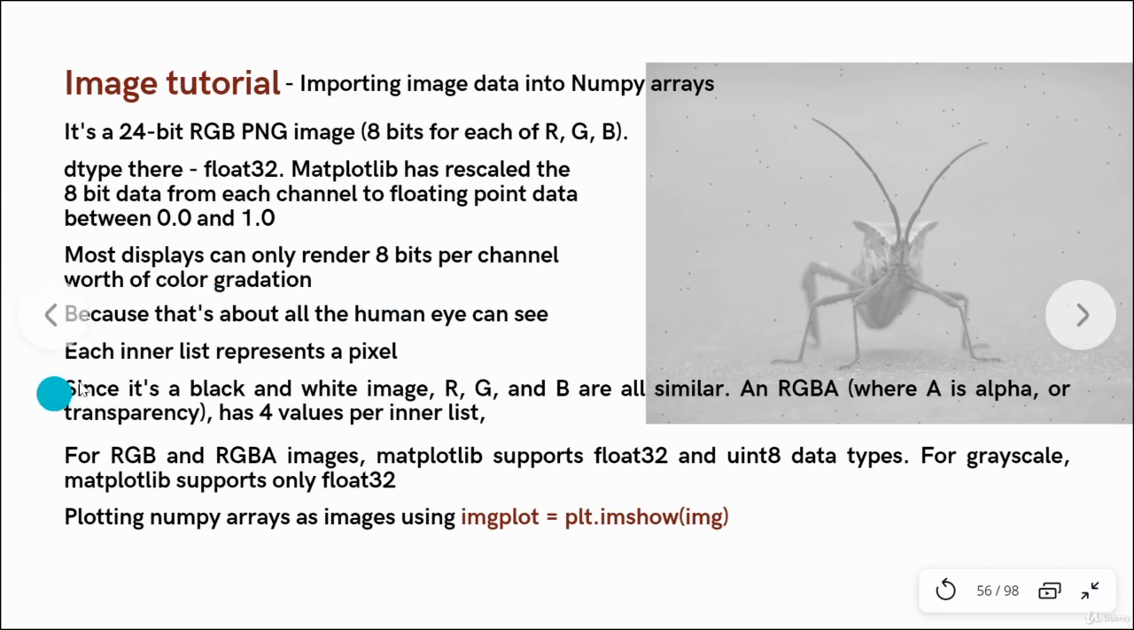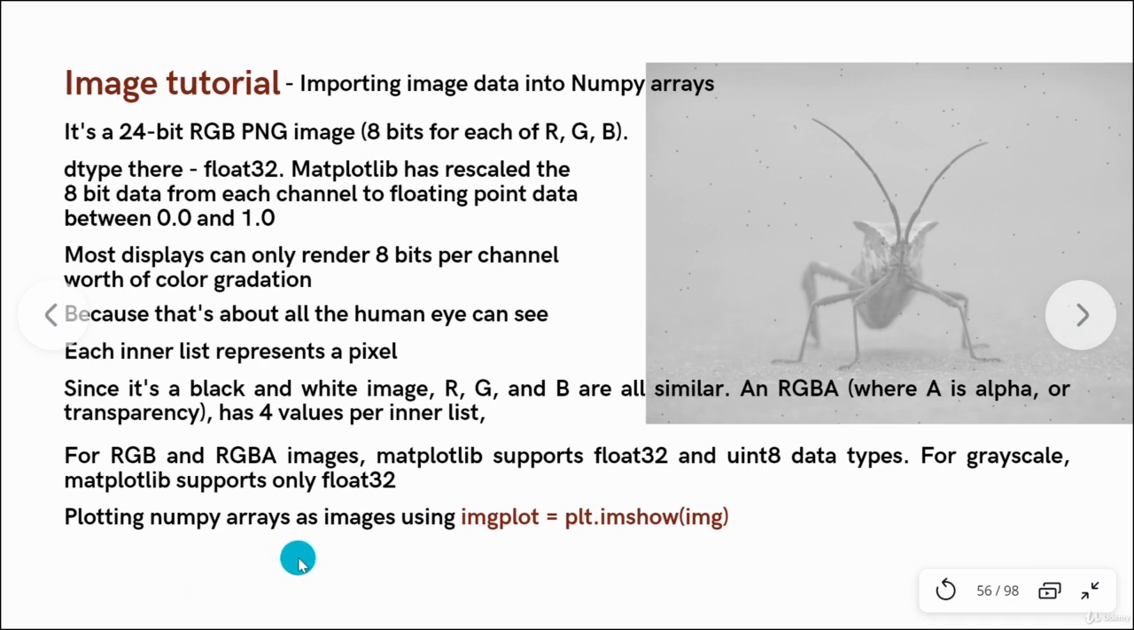If it's a black and white image, then R, G, and B are all similar because there are no colors. Black and white means there are no colors, and no colors means RGB everything is similar. There is a possibility that there might be an RGBA image, where A stands for alpha, or the transparency level. For RGB and RGBA images, Matplotlib supports float32, meaning floating numbers, as well as the uint8 data type. Both data types are equally supported. If an image is grayscale, then Matplotlib supports only floating points, meaning float32.